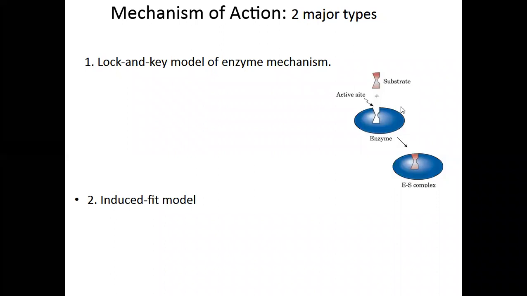See here, in the lock and key mechanism, the enzyme contains its own specific sites. At the same time, the substrate contains its own specific sites. These specific sites are called active sites. The enzyme contains active sites, and the substrate contains similar active sites. These similar active sites are involved in the formation of the enzyme substrate complex. This type of enzyme action is called the lock and key model of enzyme mechanism.